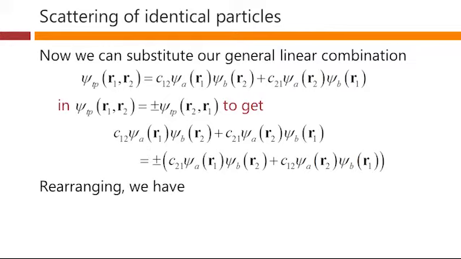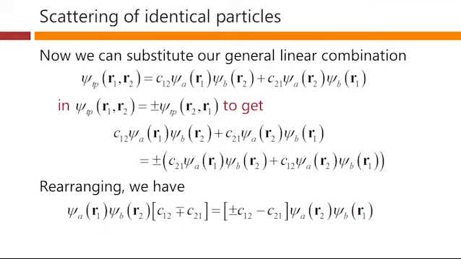So if we rearrange this, taking all of the terms in psi A of R1, psi B of R2, then we get C12 times that, minus or plus C21 times that. So that's taking this term, which is plus or minus C21 psi A of R1, psi B of R2, over to the left-hand side.